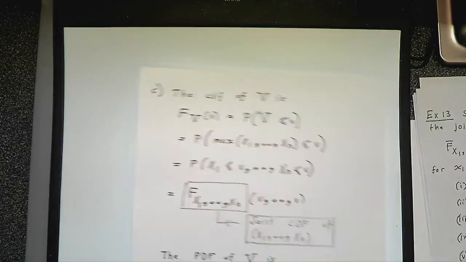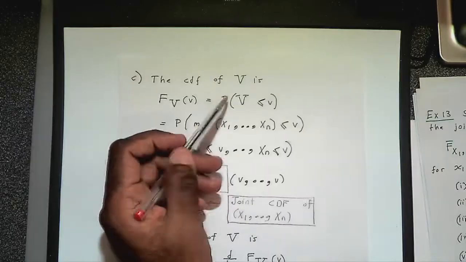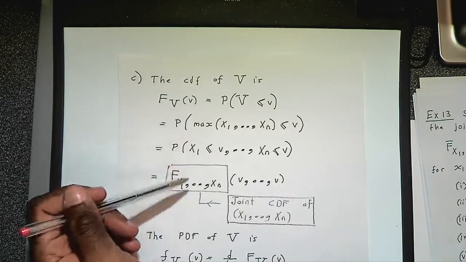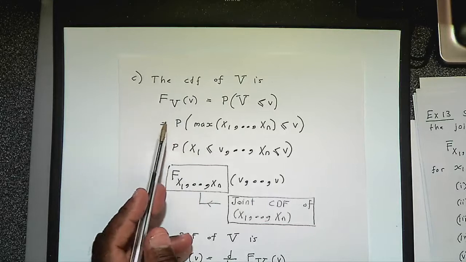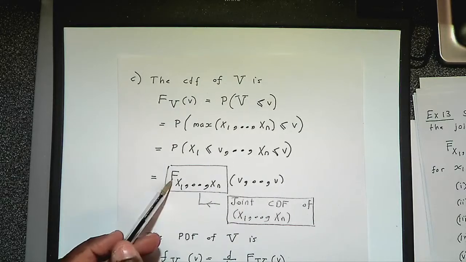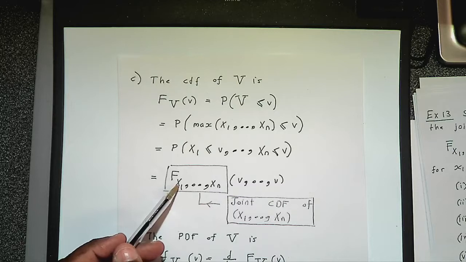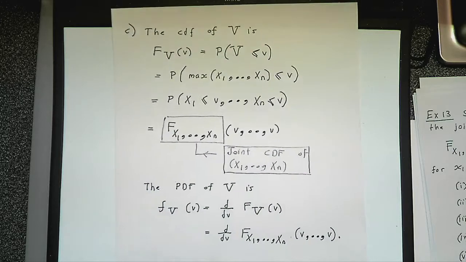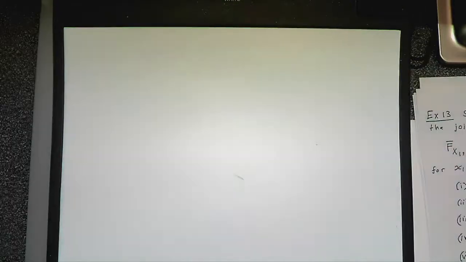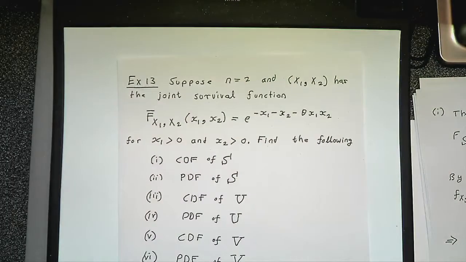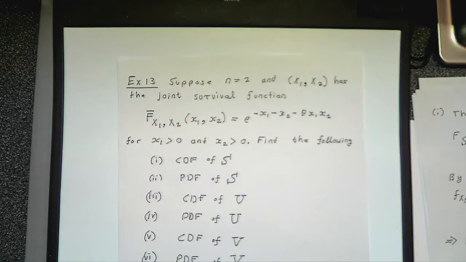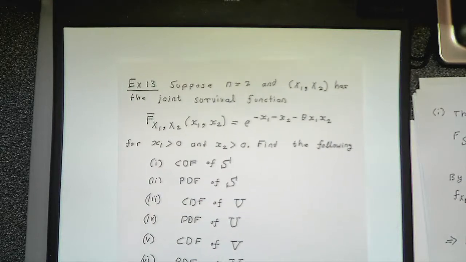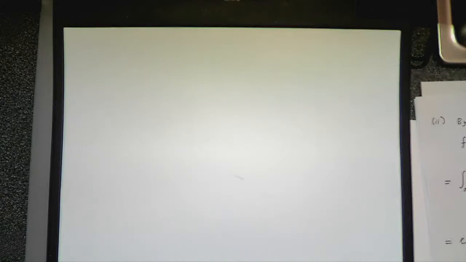And finally, the CDF of V. Remember, V is the maximum portfolio loss, and the final formula for the CDF of V is given by this formula. Here, F is the joint CDF of x1 to xn, right? And the formula for the PDF of V is given by this, right? This is an example I did in the video. I hope you watched this example, so I'm not going to go through it. Okay.